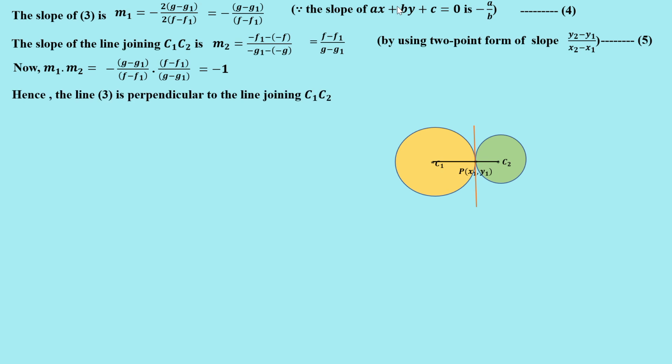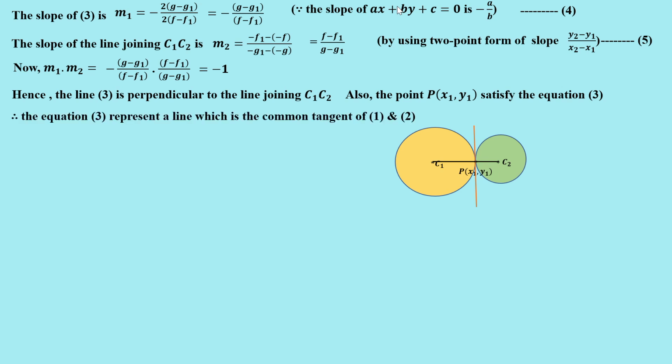Therefore line 3 is perpendicular to the line joining C1 and C2. Also the point P(x1, y1) satisfies equation 3. Therefore 3 represents a line which is the common tangent of circles 1 and 2.